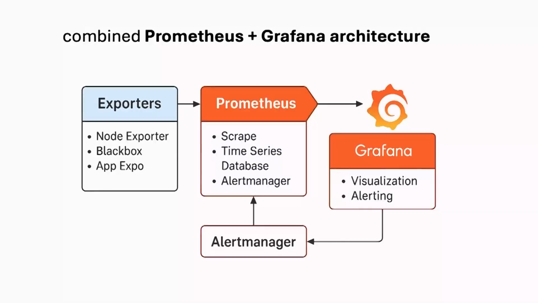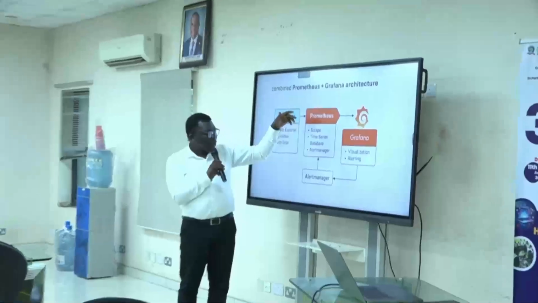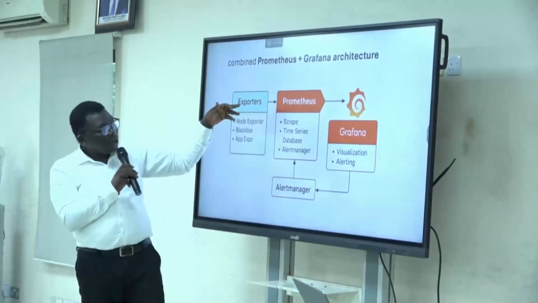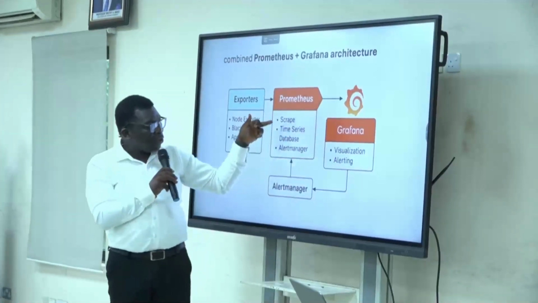This is it. So on those applications or infrastructure, you install exporters on them. I told you that we have different types of exporters. The exporters send that information to Prometheus. Prometheus stores this in a time series database and then does whatever processing it wants to do. And then we connect Grafana to Prometheus.